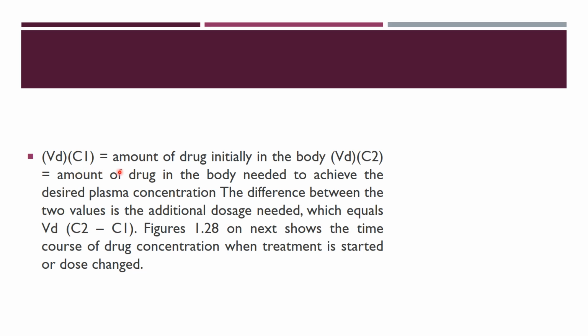Vd times C1 is equal to the amount of drug initially in the body. Vd times C2, call it A, is equal to the amount of drug in the body needed to achieve the desired plasma concentration. The difference between the two values is the additional dosage needed, which equals Vd times (C2 minus C1). Figure 1.28 on the next slide shows the time course of drug concentration when treatment is started or dose changed.